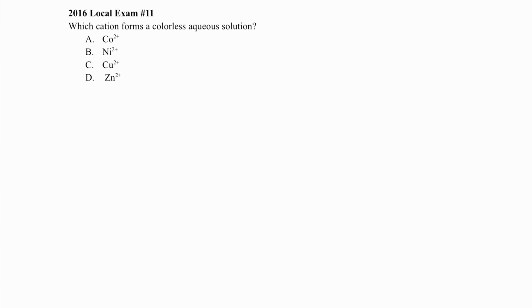Which cation forms a colorless aqueous solution? So we have a bunch of cations here, and this is memorizing the color of aqueous solutions when they have a transition metal in them. All right, so cobalt 2 plus is this pink color. Nickel is going to be greenish.